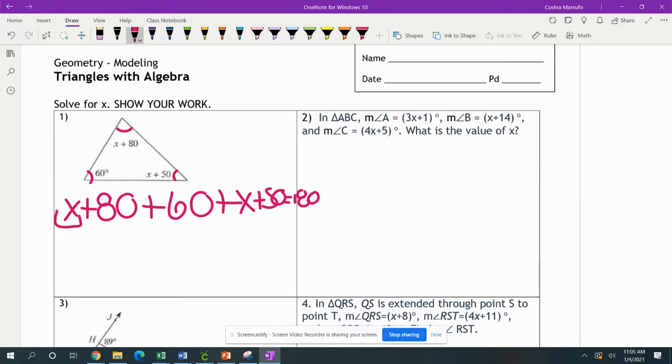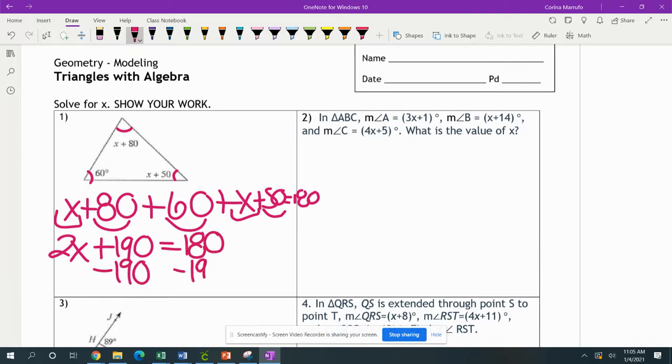So we combine our like terms. We have x and x gives us 2x. We have 80, 60, and 50. When we add all those together, 80, 60, and 50 gives us 190. This is equal to 180. We go ahead and subtract the 190. It gives us 2x equals 180 minus 190 gives us negative 10. We divide by 2, and we get x equals negative 5.